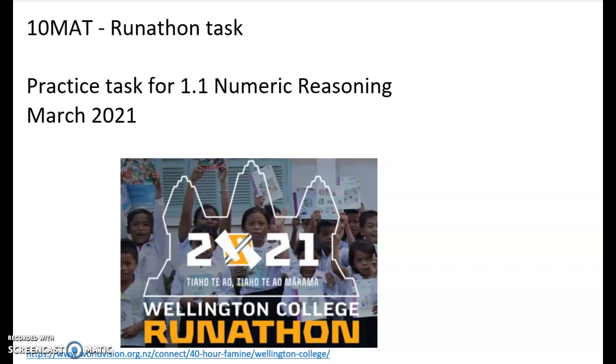Kia ora Year 10. This video is going to go through the task we looked at in maths today about the money being raised for Runathon.